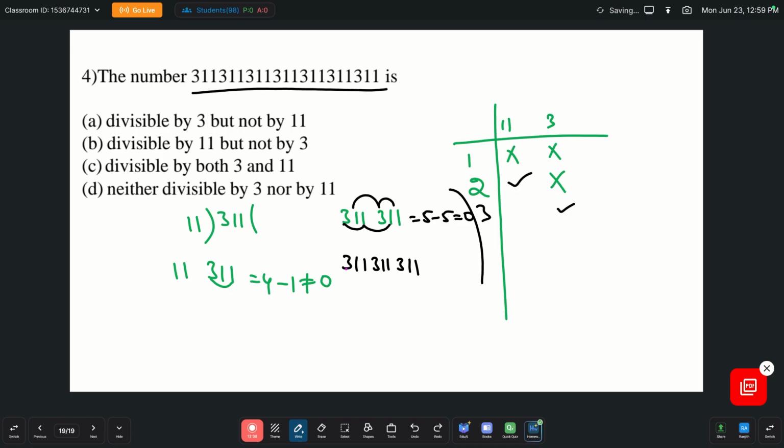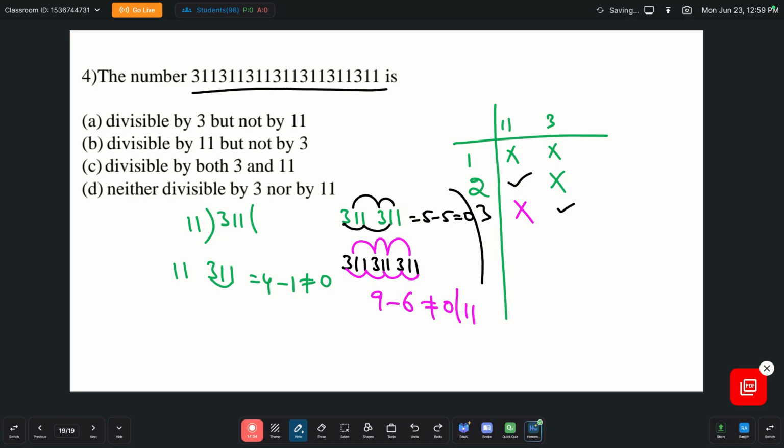It is nothing but sum of odd minus sum of even. 3 plus 1 plus 1 plus 3 plus 1. 3 plus 1 is 4, 4 plus 1 is 5, 5 plus 4 will be equal to 9. 9 minus 1 plus 3, 4, 4 plus 1, 5, 5 plus 1, 6. 9 minus 6, we are not getting 0 or 11. In the sense, it is not divisible by 11.